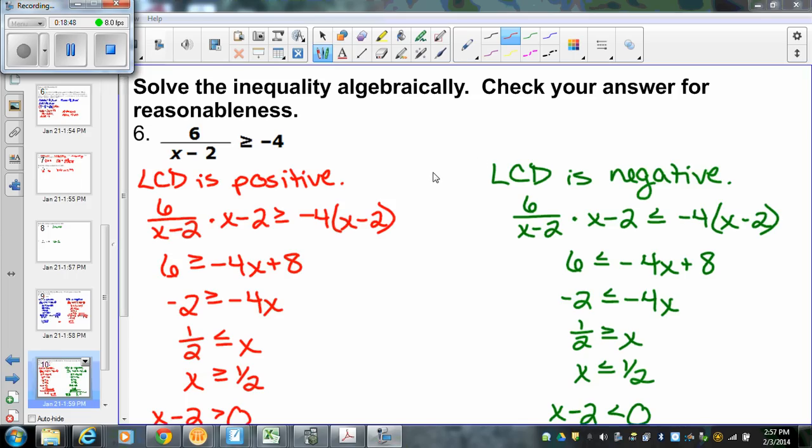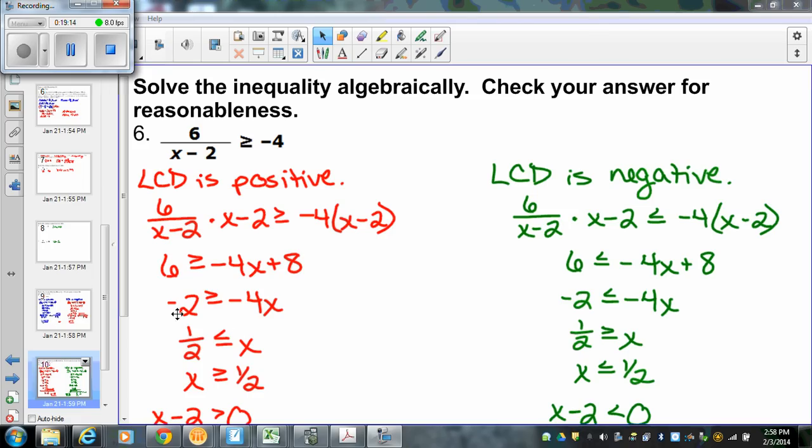Okay, so remember you have your two scenarios. Your LCD is positive or your LCD is negative. If your LCD is positive, you keep the inequality like it is at the beginning of the problem, and you just multiply by that least common denominator, in this case the x minus 2. So my greater than or equal to stayed as greater than or equal to, and then when I multiplied both sides by x minus 2, that left me with 6 is greater than or equal to negative 4x plus 8.